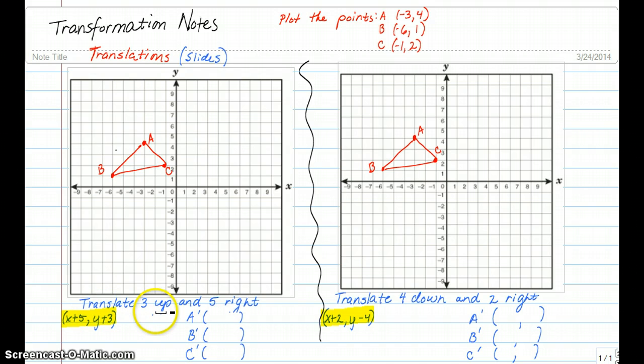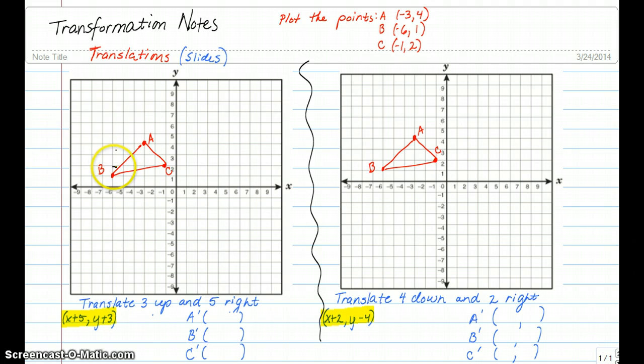So this says translate 3 up, so that's going to be y-axis, y plus 3, because you're going up. And then 5 right, well, that's x-axis, because right and left is x-axis, so it's x plus 5. So we have x plus 5 for our ordered pair for the x's, and y plus 3 for our ordered pair for the y's. We can just do this if we have a coordinate graph.